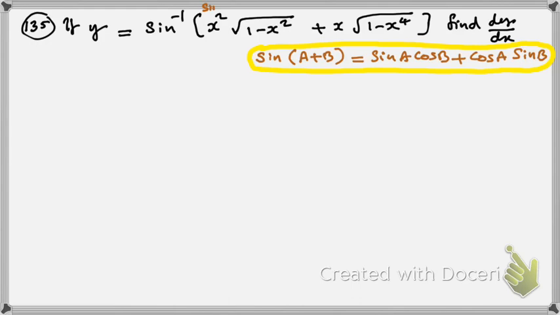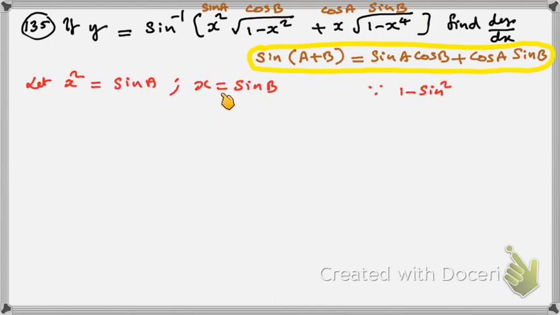I know this is a little bit difficult to understand because this is what I am looking for. I know it's sine A into cos B plus cos A into sine B. So one substitution is very clear. Let x square be equal to sine A. The next one is the difficult one, which you need to remember as x is equal to sine B. But of course there is a logic in it.